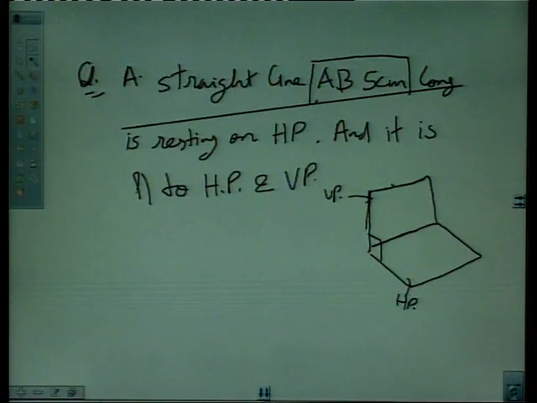So as per statement, line AB is 5 centimeter long and it is resting on HP, means line is resting somewhere on this plane. And it is parallel to the horizontal plane. Yes, it is parallel to this plane. And VP, as this distance and this distance is same, equal, so this is parallel to both the planes. Now how to draw its projections?